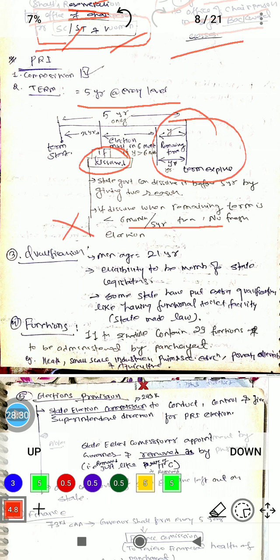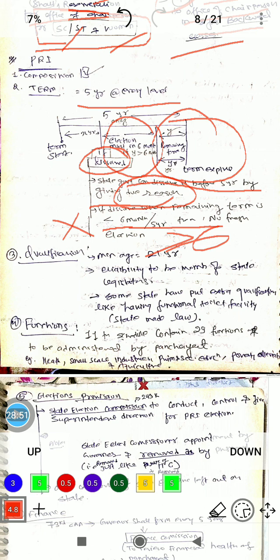Okay, so if it is dissolved before the 6 months, less than 6 months, then there is no election. But if it is more than 6 months, then what happened? If there is more than 6 months, then election will be held within the 6 months. So under some condition, state government can dissolve it before the 5 years, but it has to give a due reason.